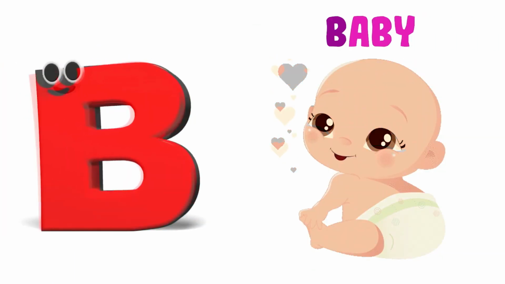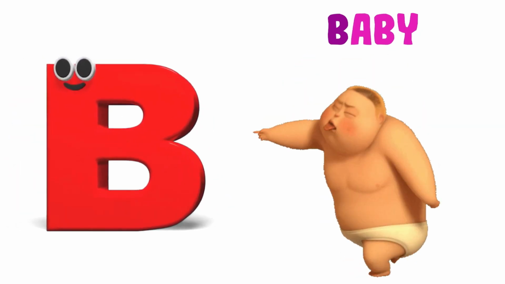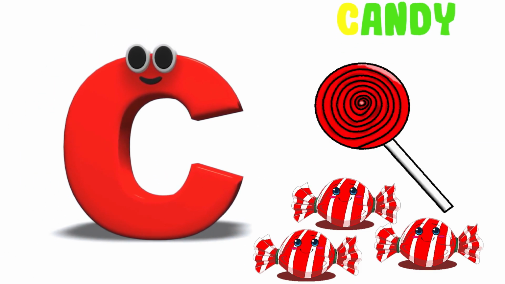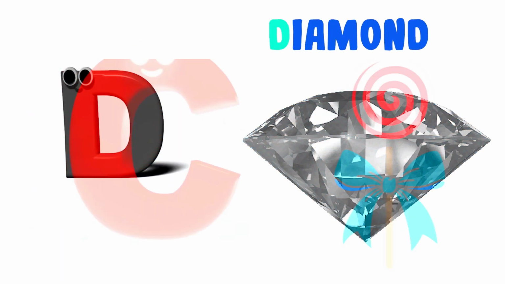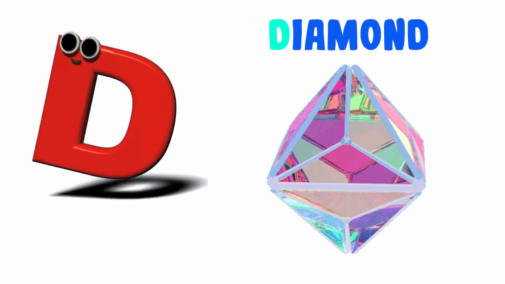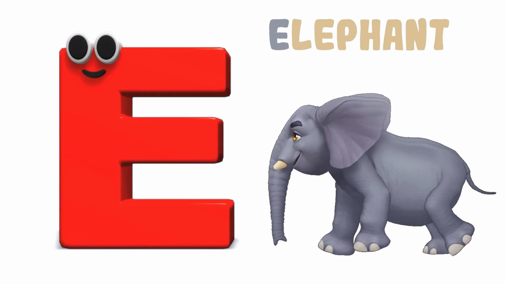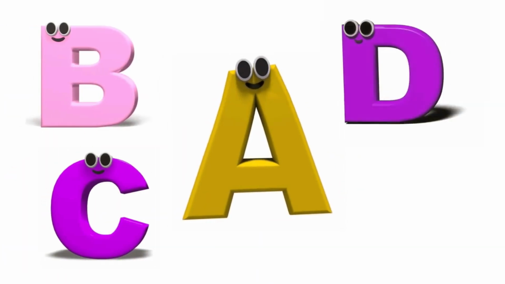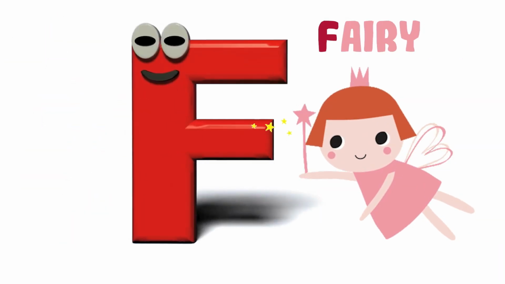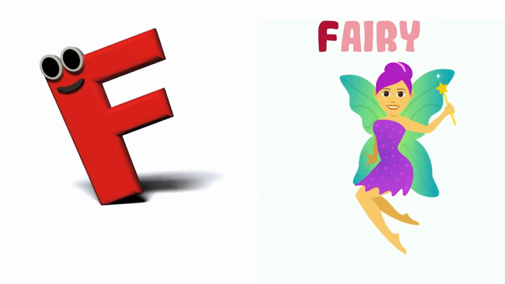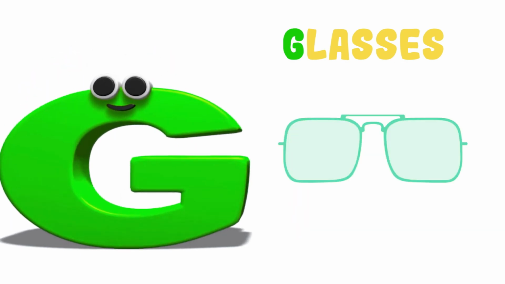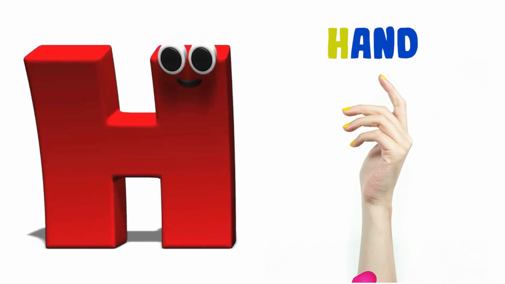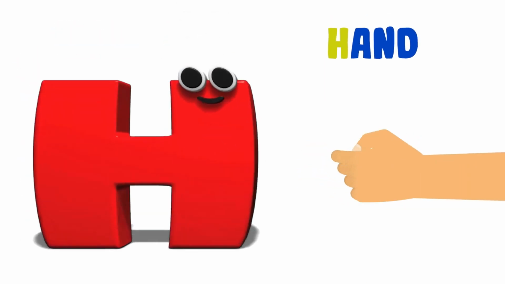B is for baby, baby. D is for diamond, diamond, diamond. E is for elephant, elephant, elephant. F is for fairy, fairy, fairy. G is for glasses, glasses, glasses. H is for hand, hand, hand.